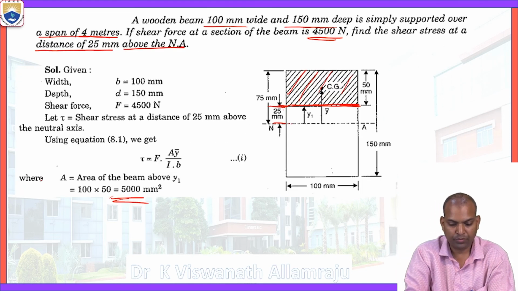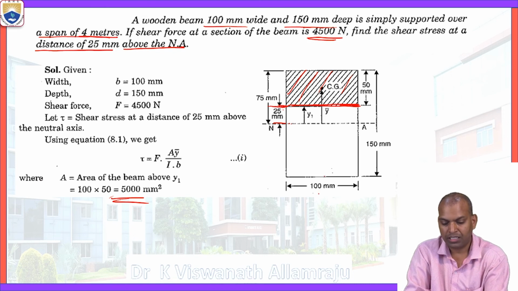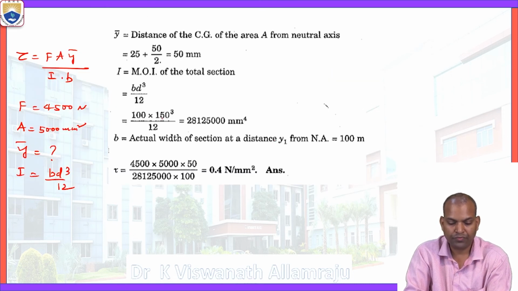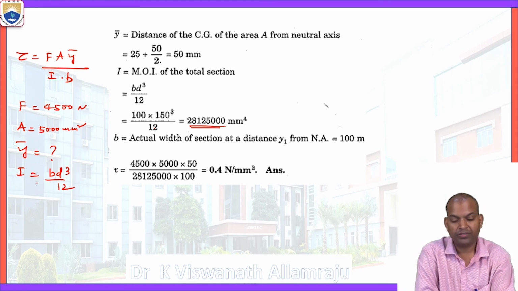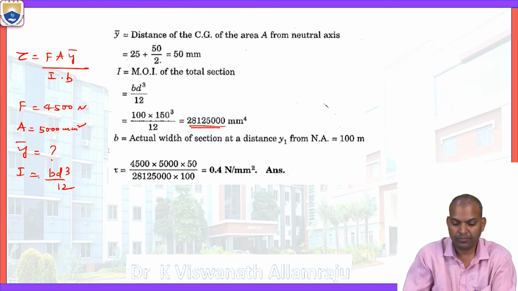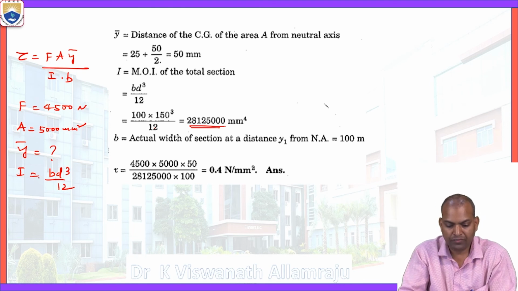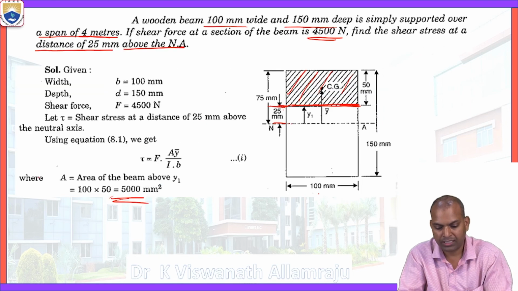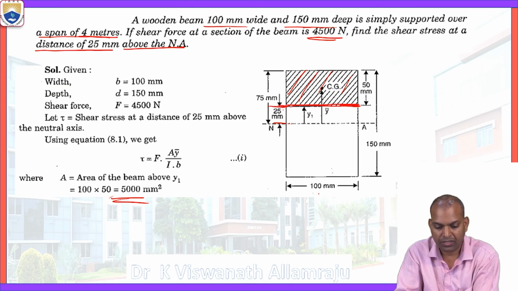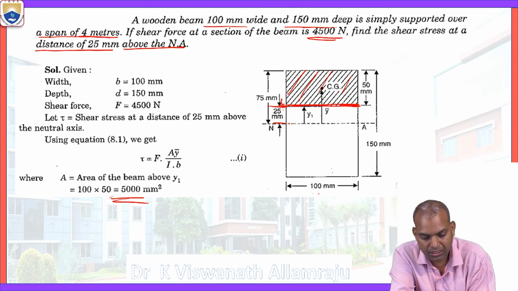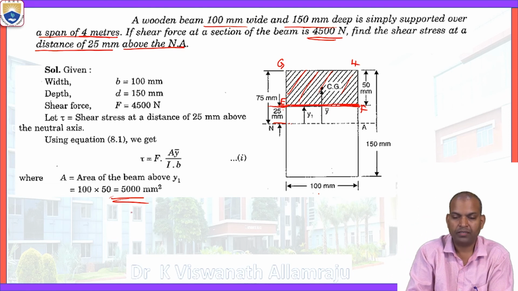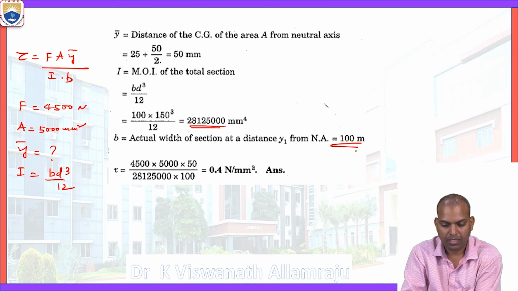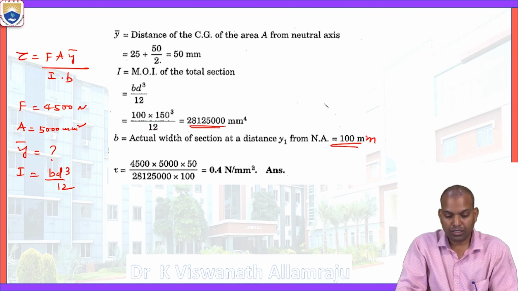What is the total moment of inertia? B is 100, D is 150, so 100 into 150 cubed by 12, that is 28125000 mm to the power 4. And what about B? B is the actual width of the section at a distance y1 from the neutral axis. This is the width. Suppose we consider E, F, G, H, this EF width is 100 millimeters. Substitute all these values.